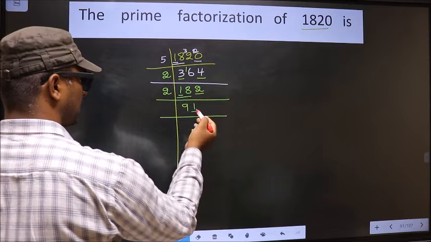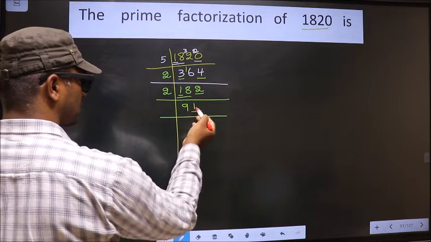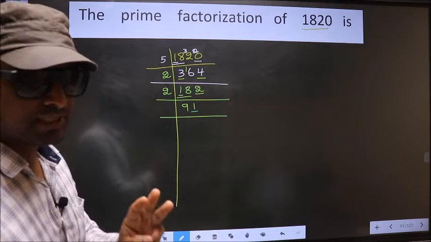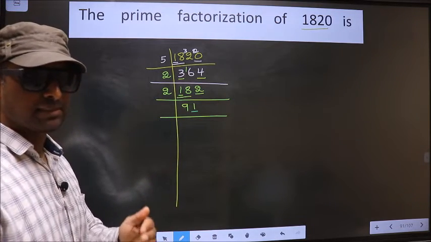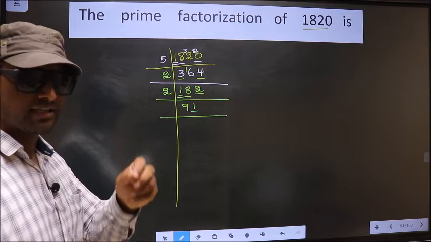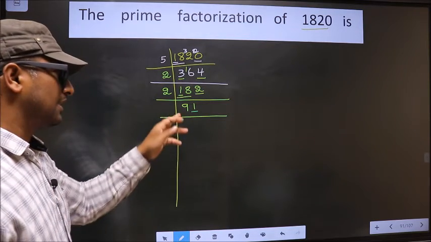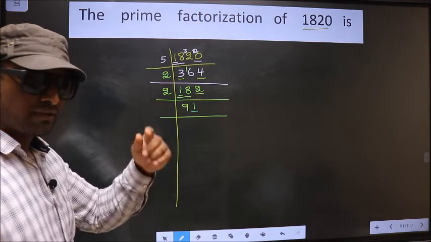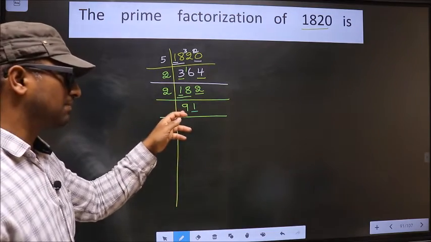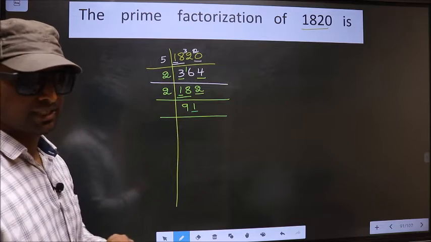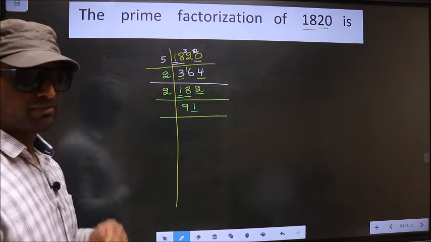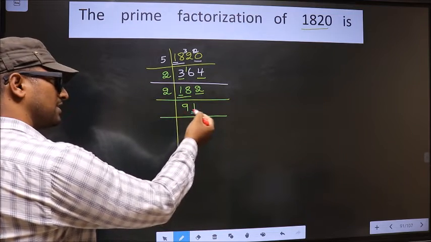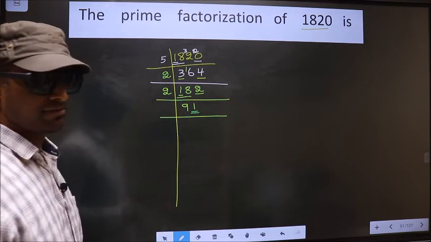For this number last digit is 1, not even, so this number not divisible by 2. Next prime number 3. To check divisibility by 3, for that we should add the digits. That is 9 plus 1, 10. 10 is not divisible by 3. So this number also not divisible by 3.